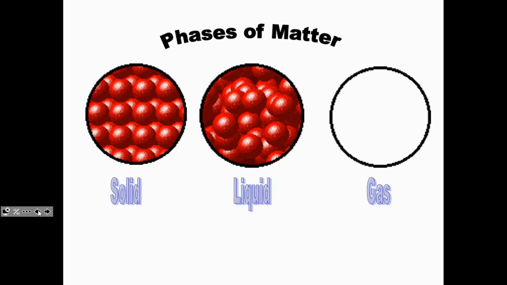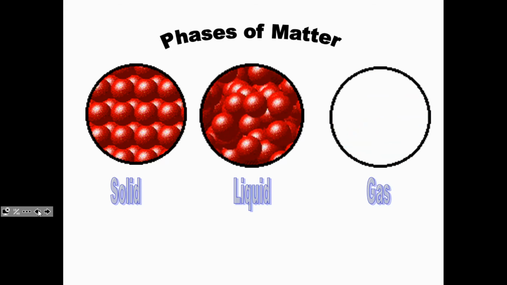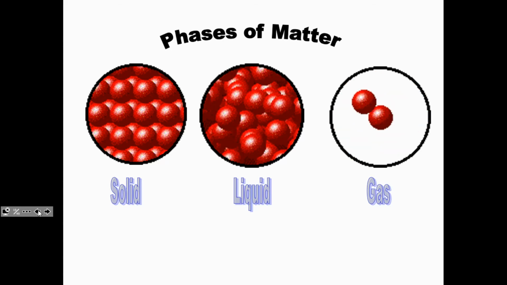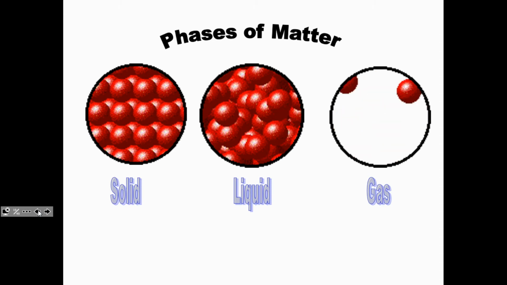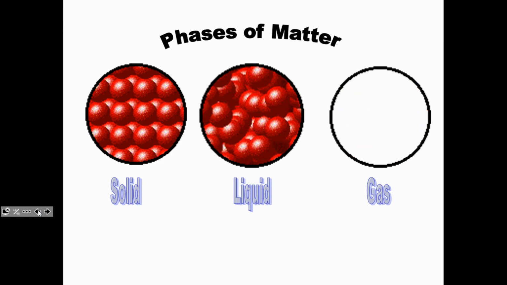We want to talk about the molecular structure of each. Solids, the molecules are very close together, compact, tight, but they are moving. Liquids, they have room to move around each other. Gases, they have so much space between them, they move rapidly.